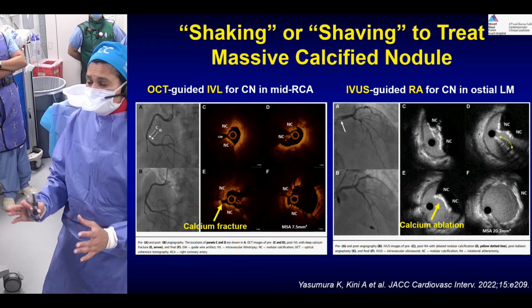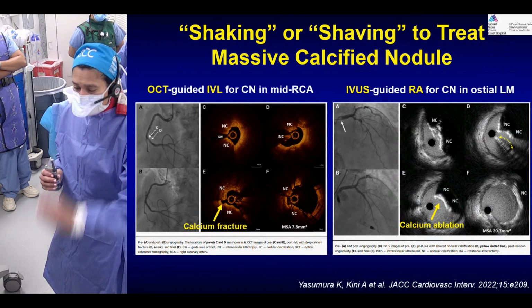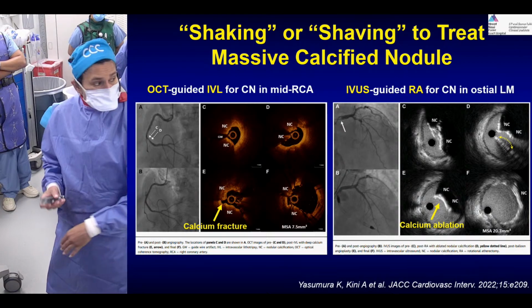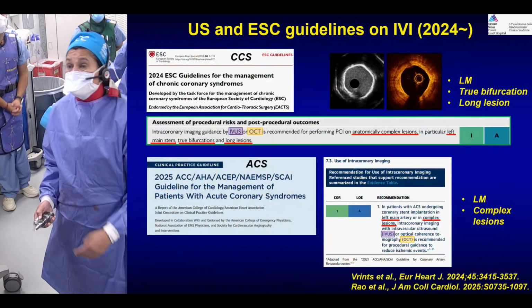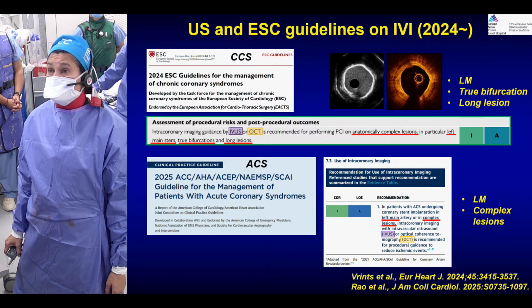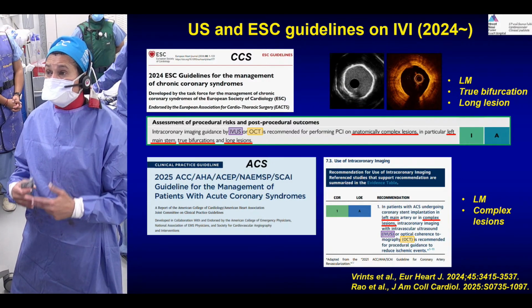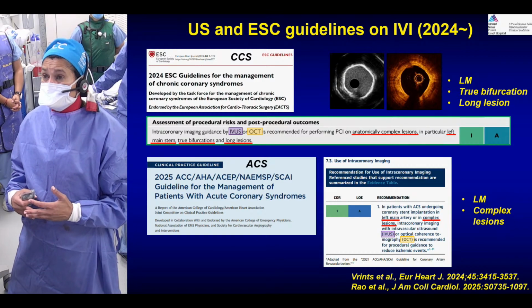Both of them work, but many times you need an adjunct, like we showed in that case. First you do rotational atherectomy, then you do IVL after that. So of course, these guidelines, we have gone through this in the past. IVUS and OCT both have made it to the guidelines, level 1, mostly for complex lesions.